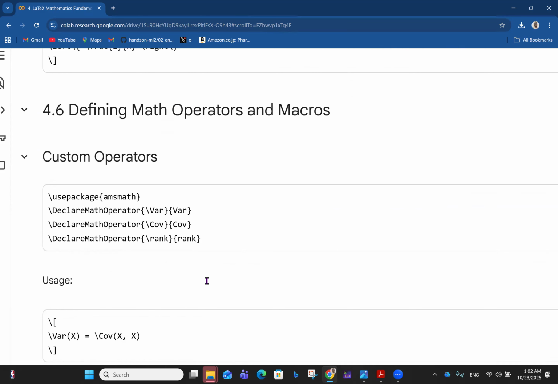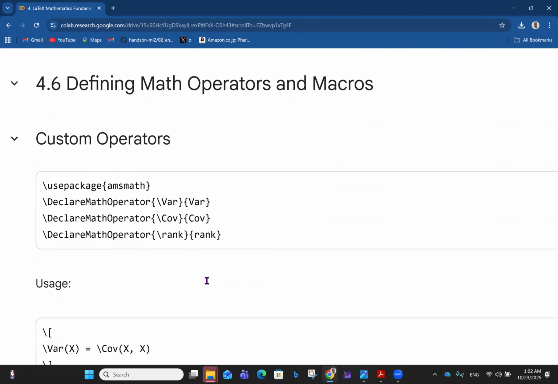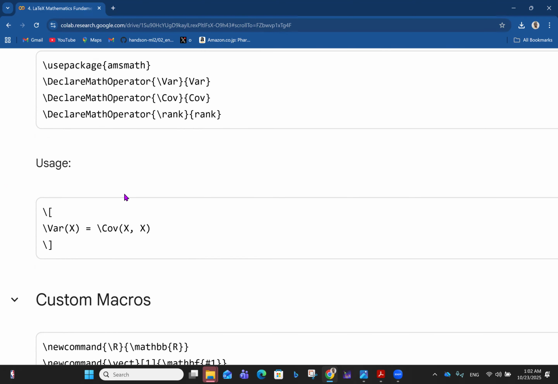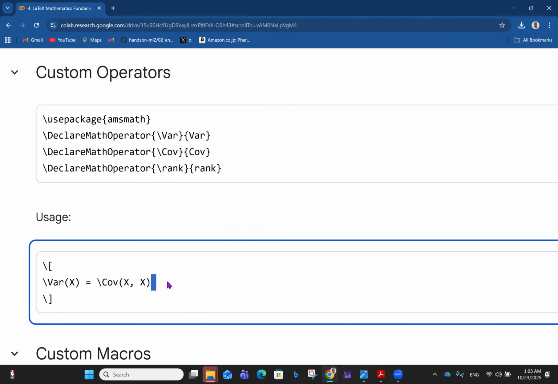Then talking about defining, you can actually define math operators and macros. So you can define how you want certain things to appear. In that case, you can have custom operators where you use math packages like amsmath. Anything math you want to do in LaTeX, you need math packages like amsmath, amssymb, sometimes amsfonts, amsthm. If you're working with theorems, in a subsequent video we're talking about the theorem environment. So imagine you want to declare math operator var is variance, declare math operator cov is covariance, declare math operator rank, like this. Then you can say the variance of x is equal to cov of x, x. Something like this now.